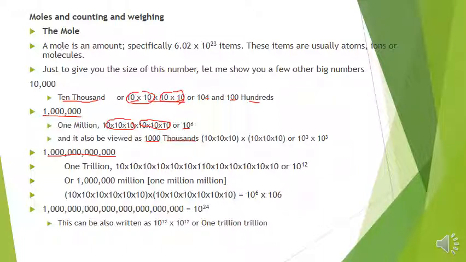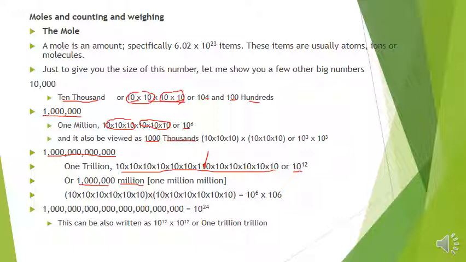Okay, so if we go up, a trillion is 12 zeros. So it's going to be 10 times 10 times 10 and so forth, up to 12 tens. So you can make it 10 to the 12th, but you can also think about it as a million millions. So if you had $1,000,000 and you had 1,000,000 of those, you would have a trillion.